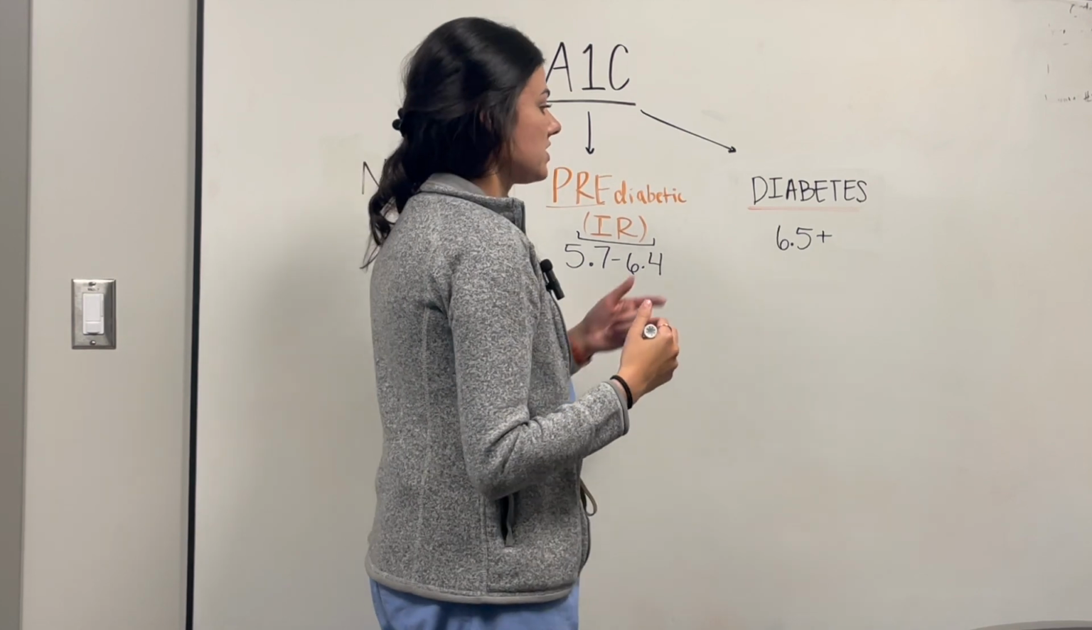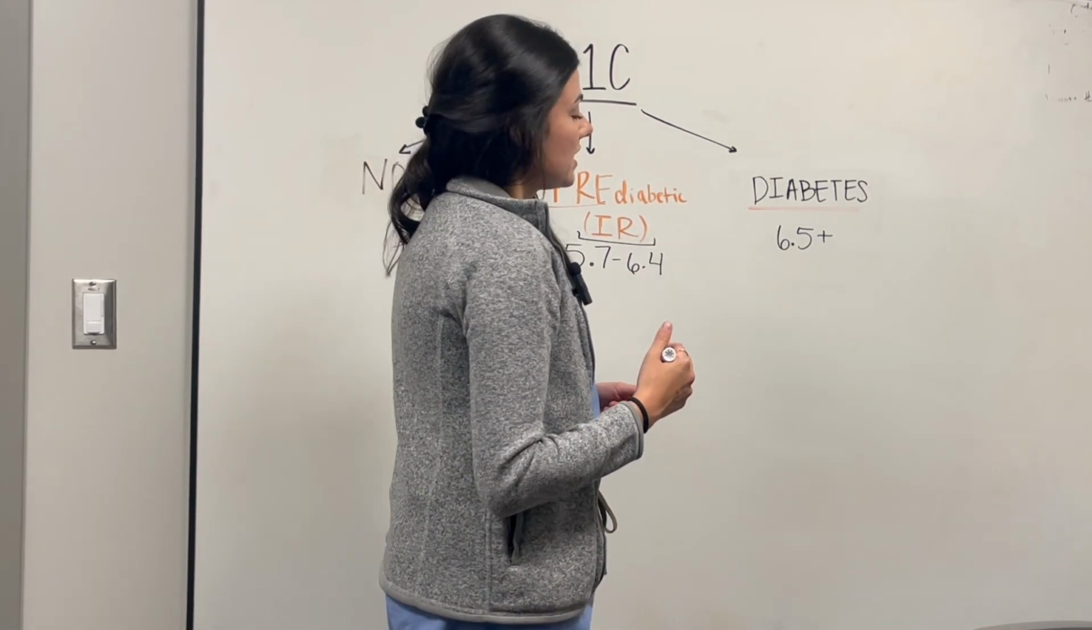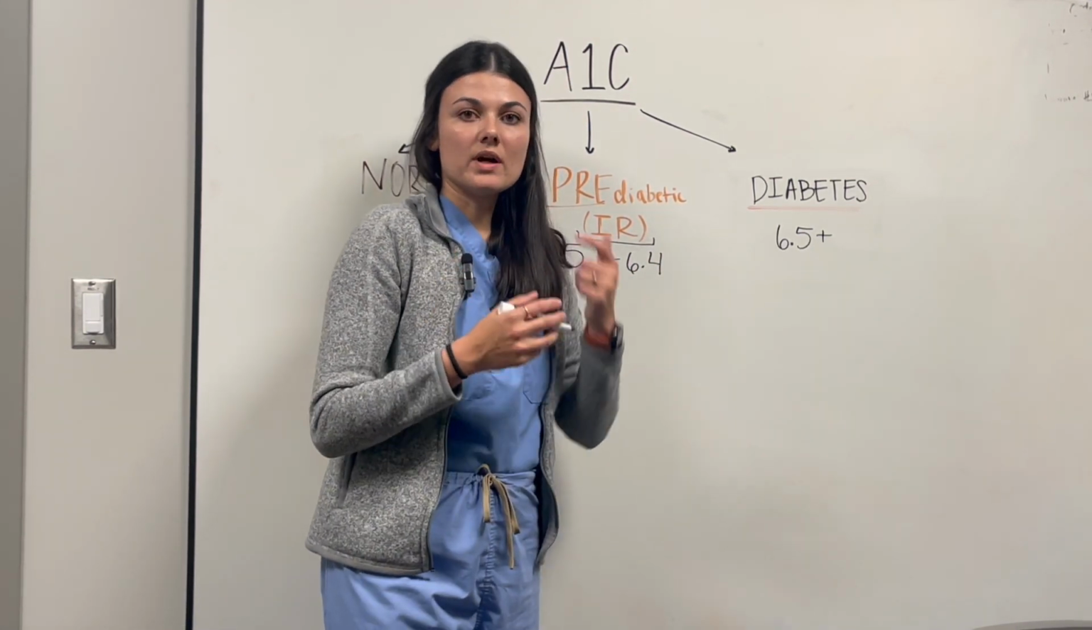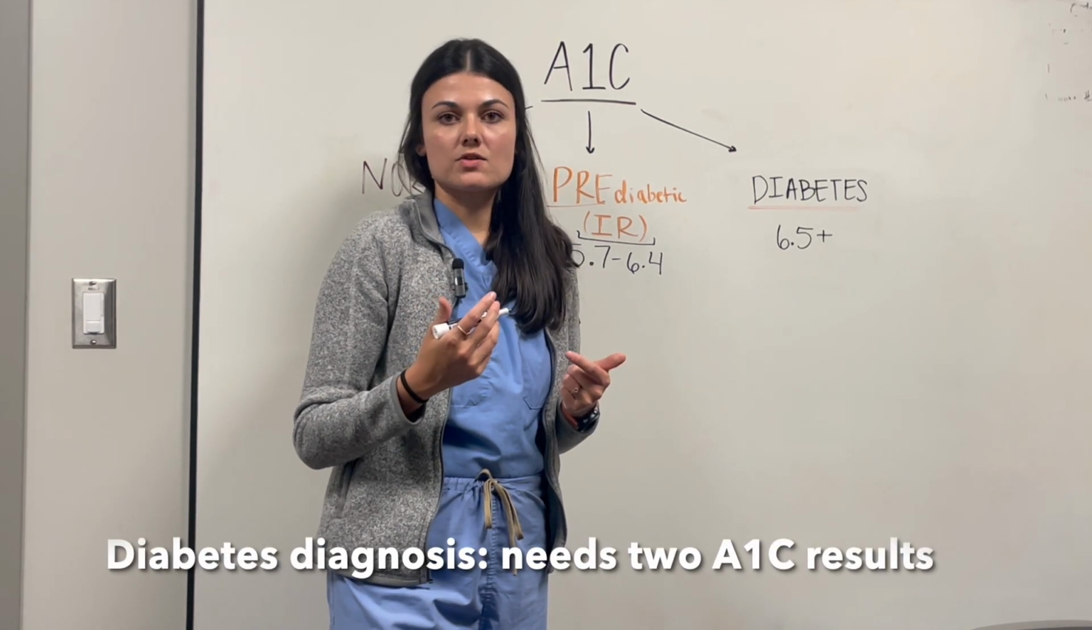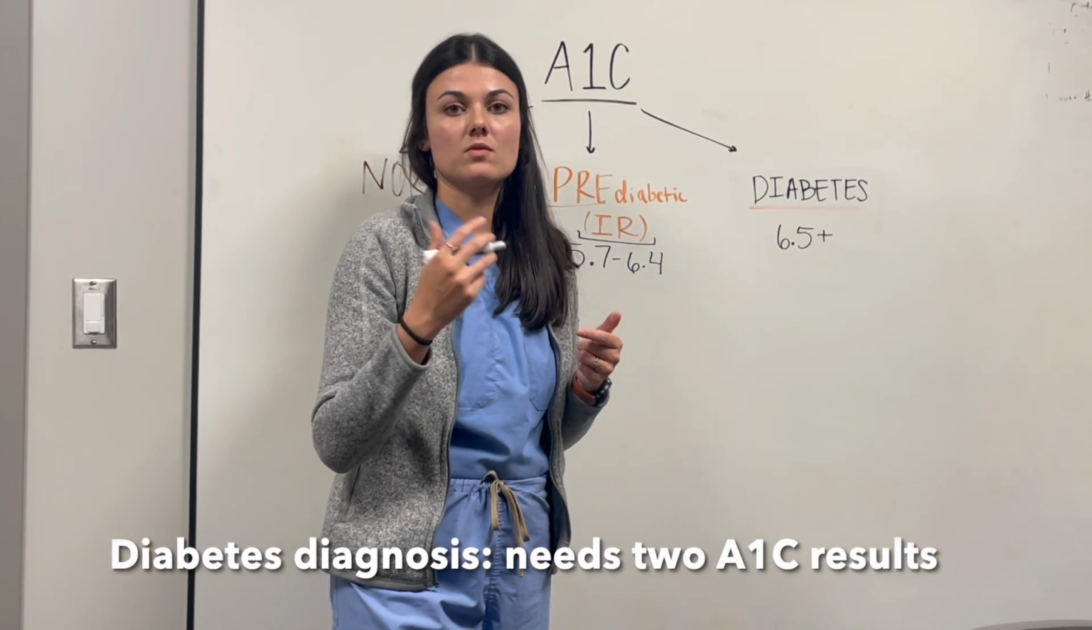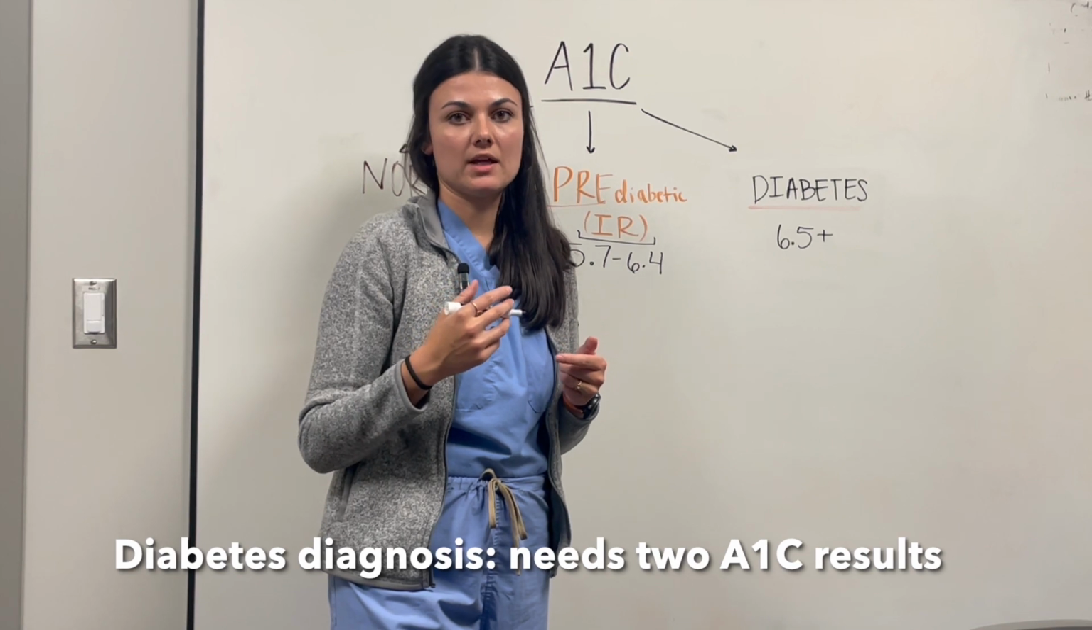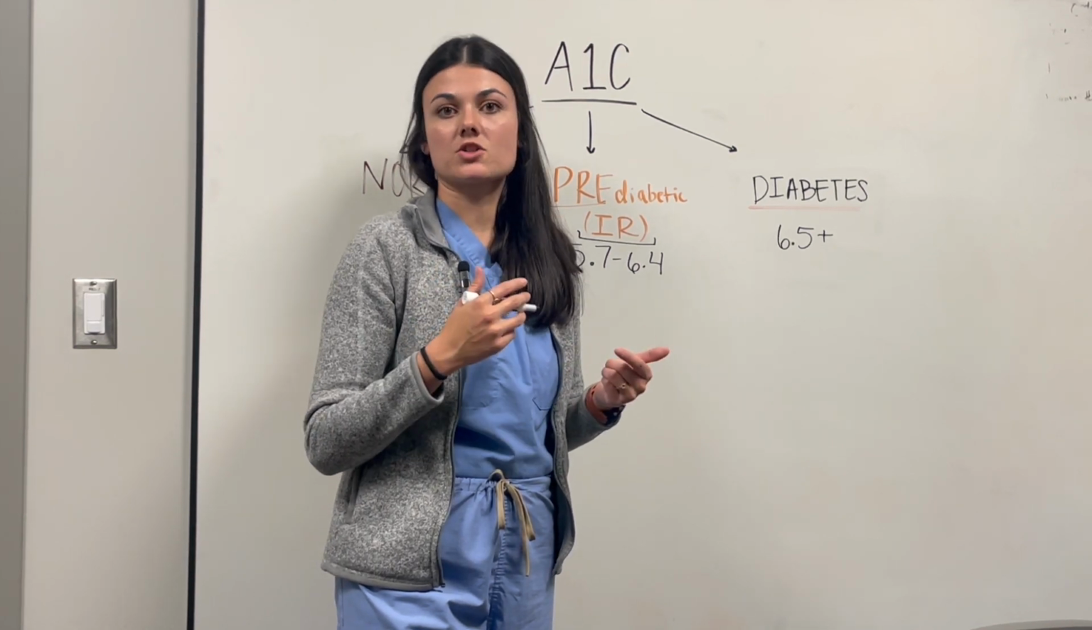The A1C value for diabetes is anywhere from 6.5 or higher. That would tell you that you have diabetes. And it's important to note, if you get one value and you get a new diagnosis, I would strongly recommend repeating that and making sure that the diagnosis is correct and not just a lab error.